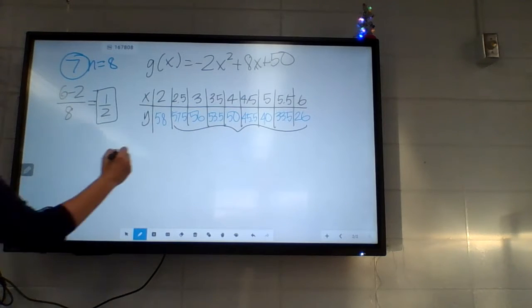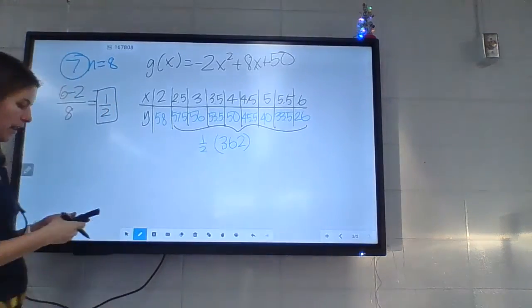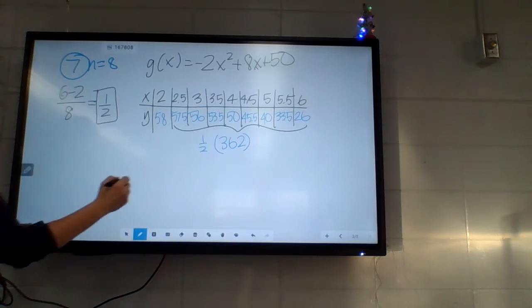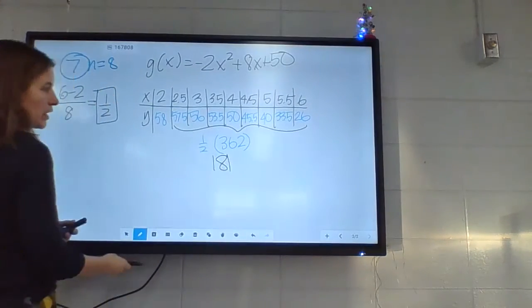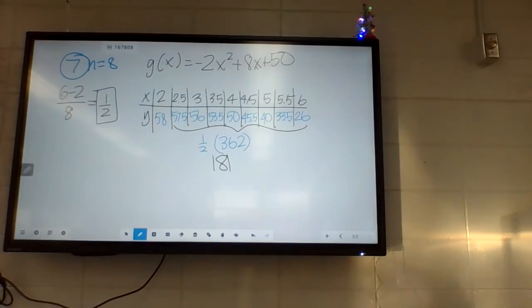So I believe I got 362. I'm gonna have to do half of that. For n equals 16, usually the single digit answer. So that's where we get the 181 from. All right, questions there?